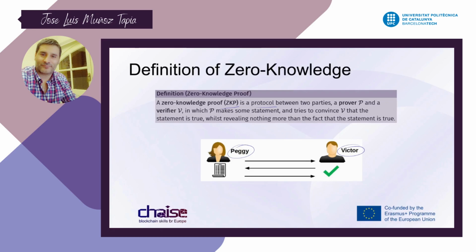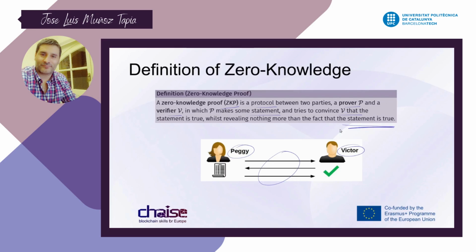A zero knowledge protocol is a protocol between two parties, a prover and a verifier, in which the prover makes some statement and tries to convince the verifier that this statement is true. For doing so, there will be an exchange of messages, but this exchange of messages will reveal nothing else than that the statement I'm proving is true. This is the idea.